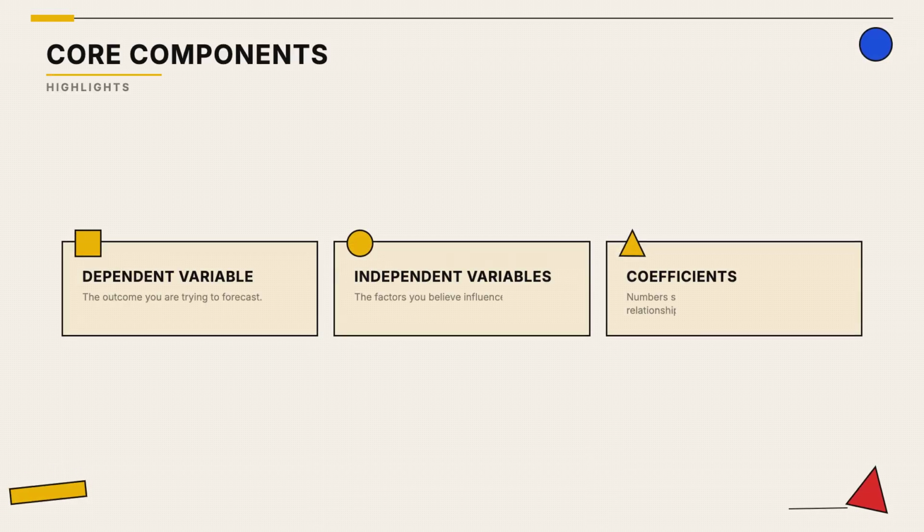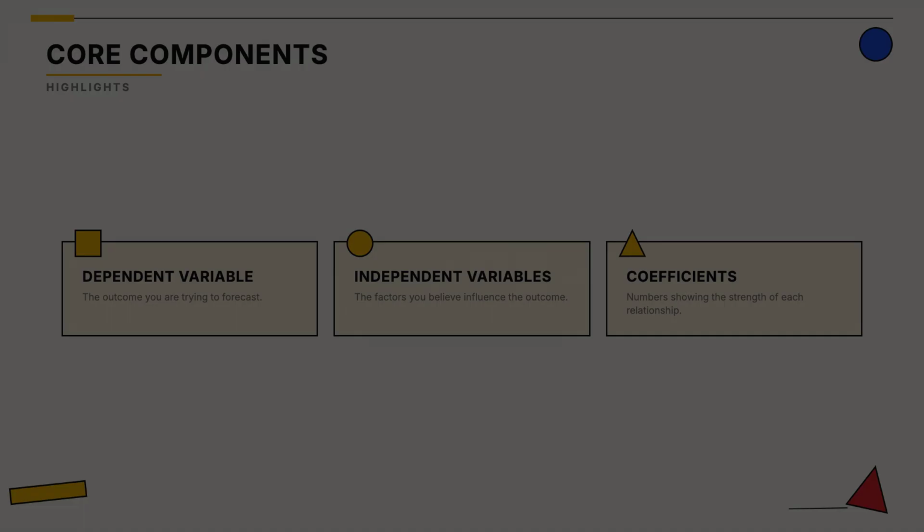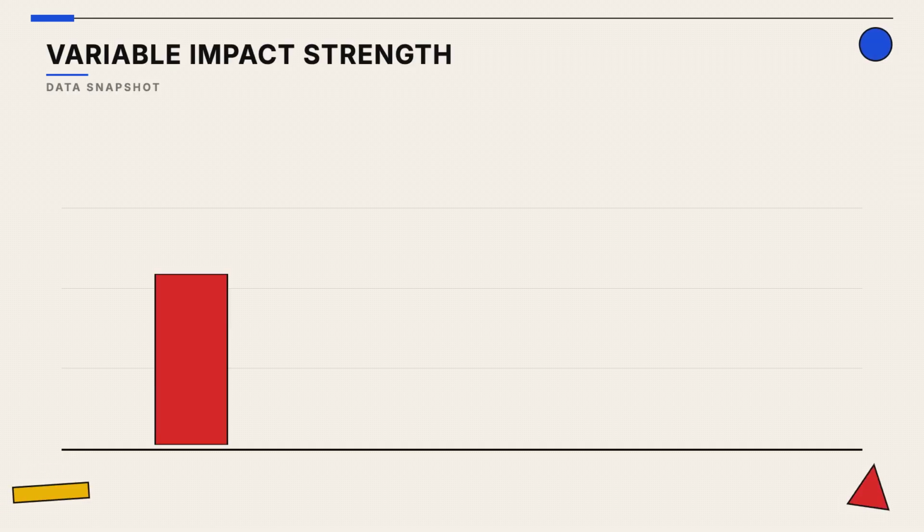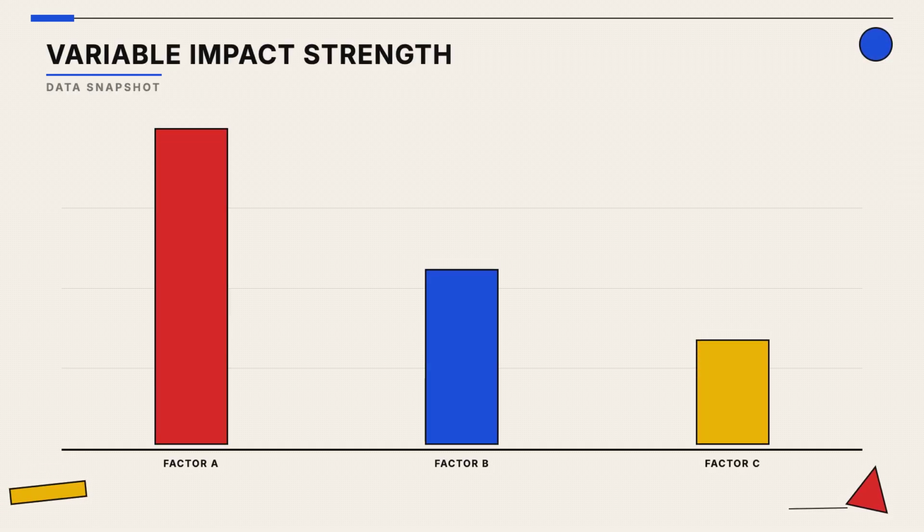Y is what we want to predict, while X represents our different data points. By isolating these variables, researchers can see which factors have the most significant impact on the final result. While simple regression looks at one relationship, the multiple version captures the complexity of real-world scenarios much better. The model assigns weights to these factors, allowing us to visualize which inputs are driving the most change in our target.